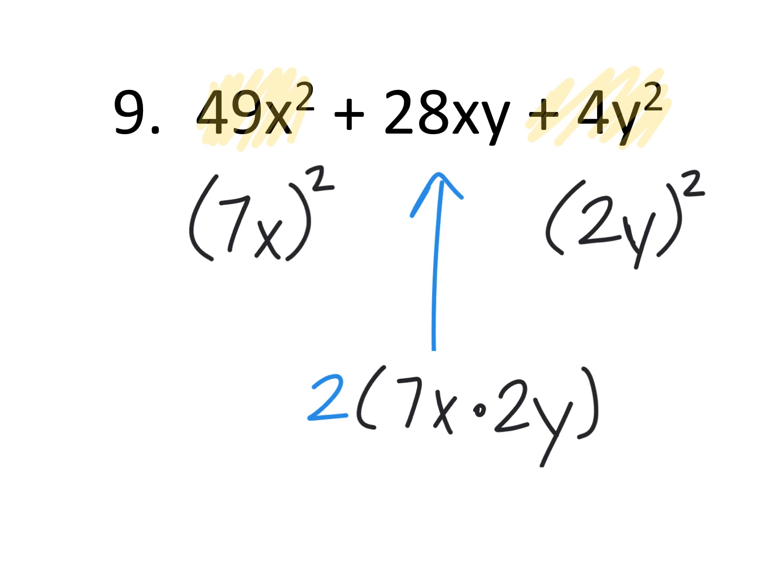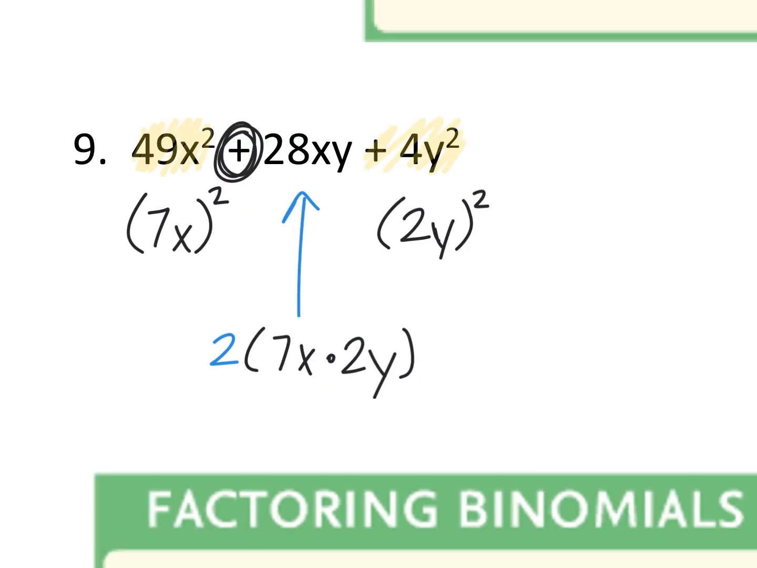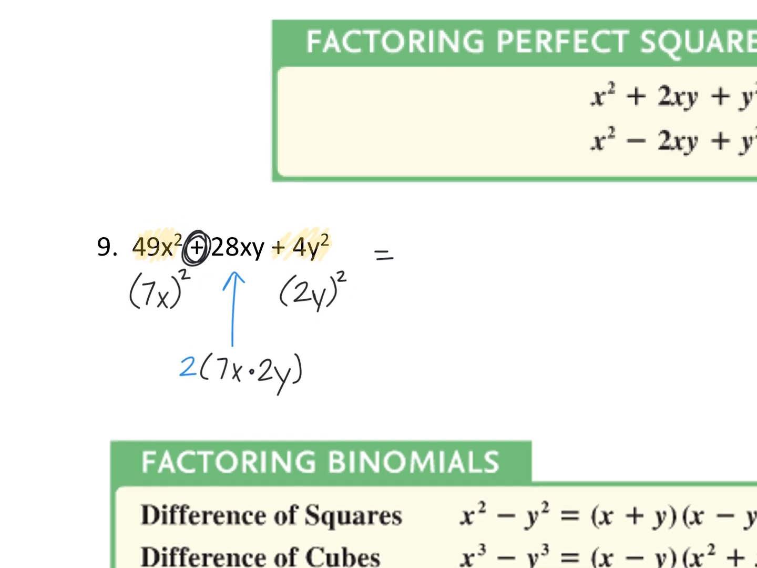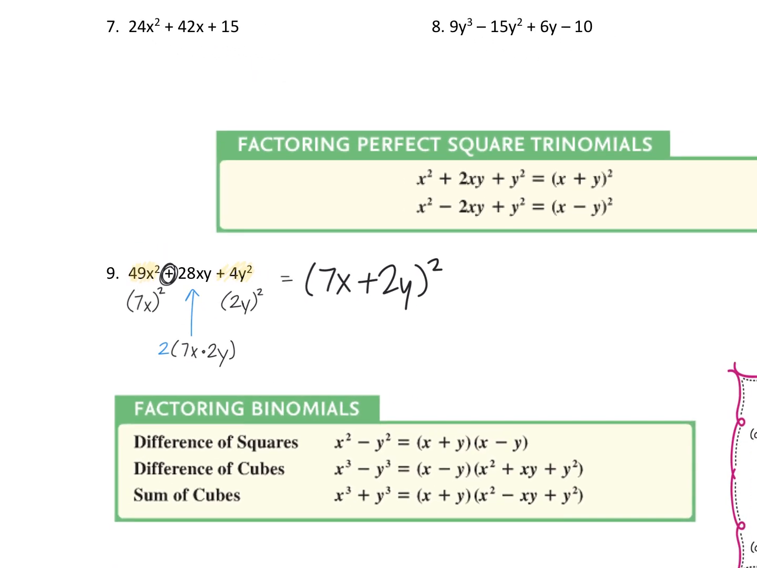So you can also just look at this and know, if I pay attention to the sign in the middle, this becomes, I'll zoom out, hold on. Okay, this becomes 7x plus 2y squared. It's this pattern that you see right here is what this example is. Whatever the sign is for the middle term would be what your sign is in the parentheses.